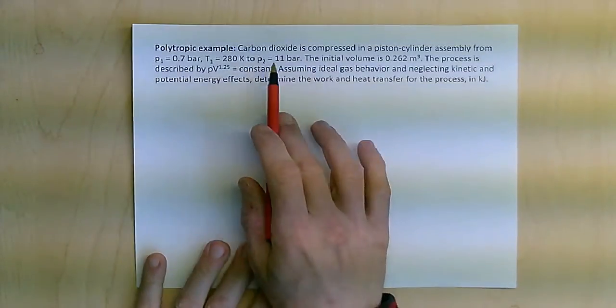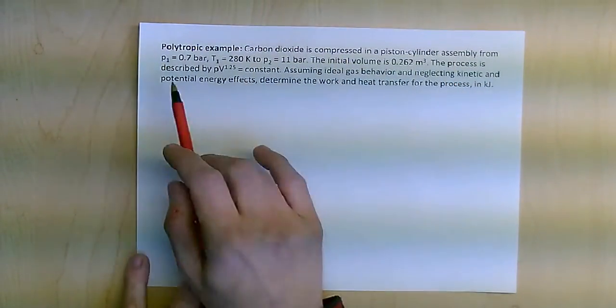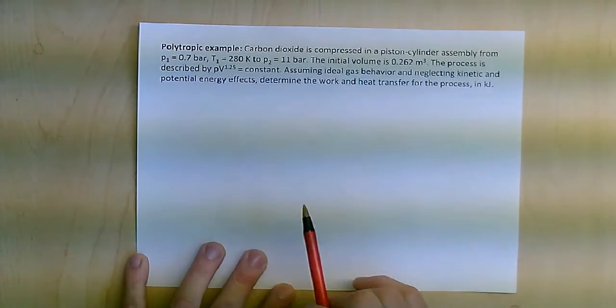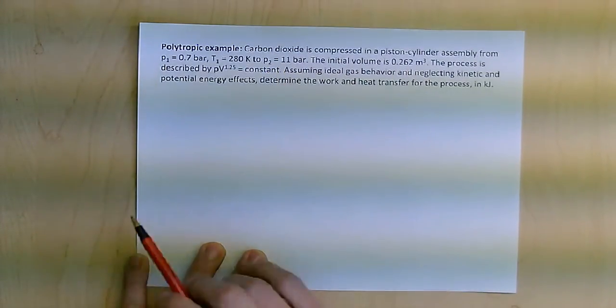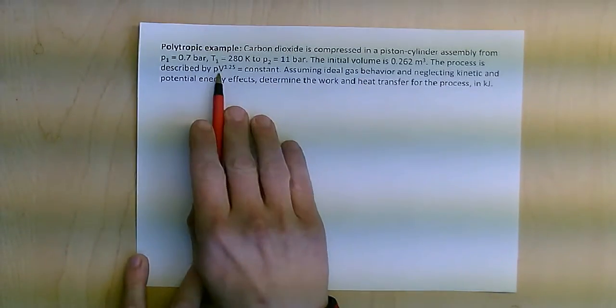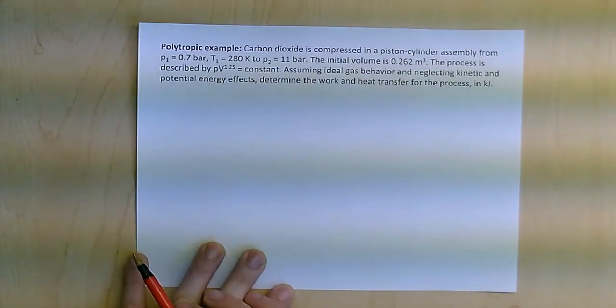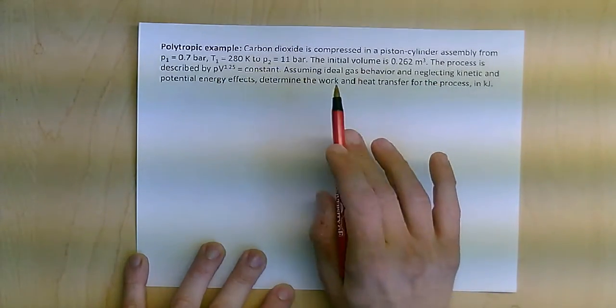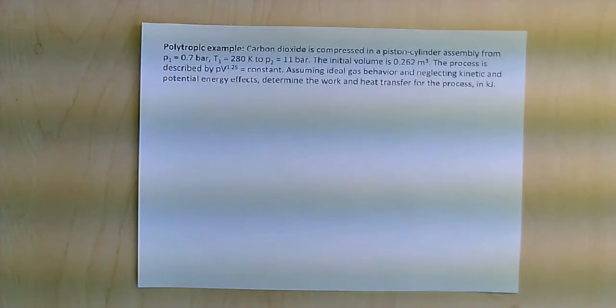In this problem, I've got carbon dioxide in a piston cylinder, and it's compressed from this state to a pressure of 11 bar. It's got an initial volume given. The process is polytropic, where n is 1.25. It's an ideal gas, neglect kinetic and potential energy. It wants me to find the work and the heat transfer for the process.